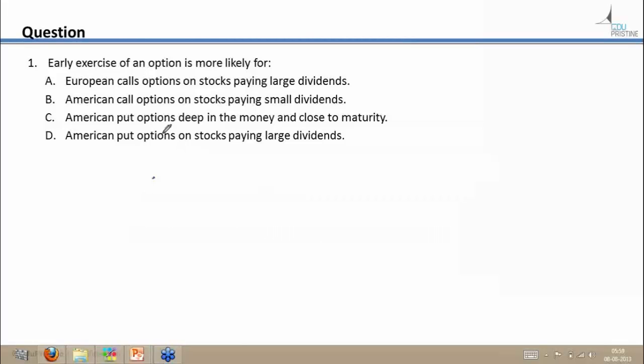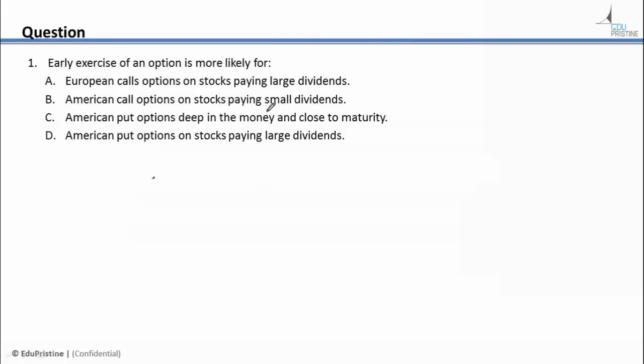Now let's go to the American call option on stocks paying small dividends. It says that you can exercise if it's a call option and it's paying a small dividend. Now as we discussed, the premium you will get if you sell, or pay if you buy, is always the sum of intrinsic value plus time value or extrinsic value. Intrinsic value is what you calculate. Now if the stock is paying a dividend, what will happen to the value of the stock? Will it go up or down?